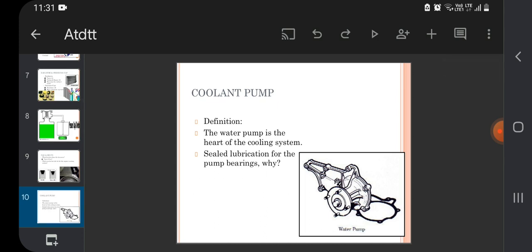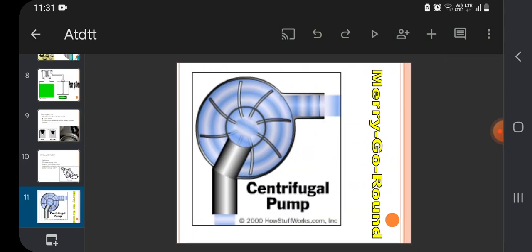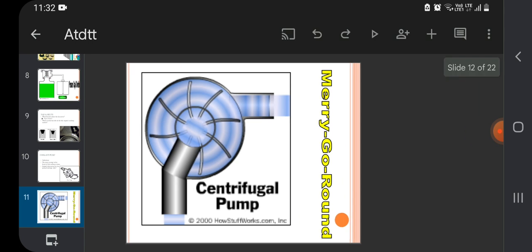Coolant pump. Definition: the water pump is the heart of the cooling system. Sealed lubrication for the pump bearings. Why? Because if the lubrication is not sealed, the water may enter, or due to heat changes the lubricant may be affected, and it results in reducing efficiency of the motor. The centrifugal pump: we all know that in a centrifugal pump the water is poured at the center of the pump and the rotor is rotated, acting like a centrifuge, and the water is then supplied out.